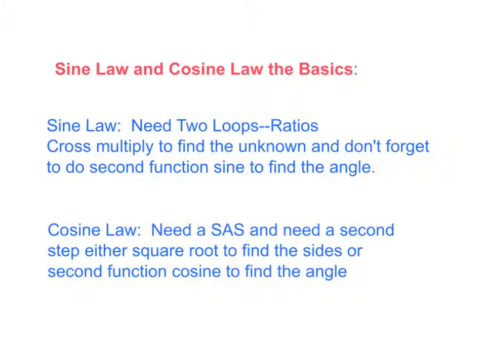Cosine law, always look for the little hat on top of the triangle. It's a side angle side combo. And remember the second step, either square root to find the missing side or second function cosine to find the missing angle. And never forget, there is no such thing as tangent law.